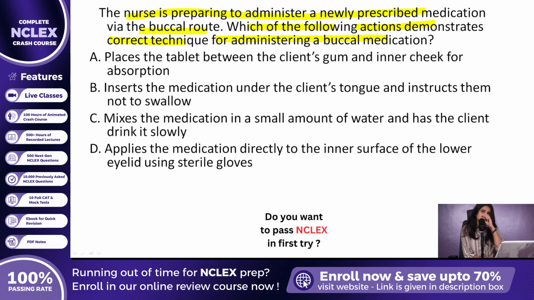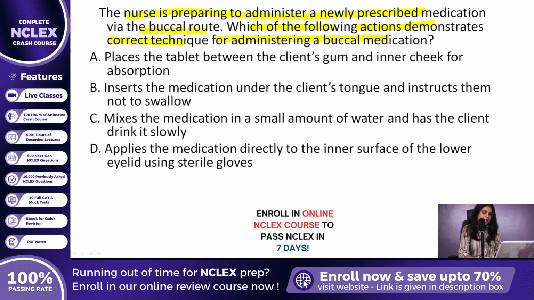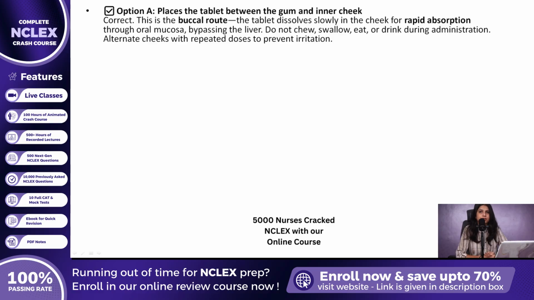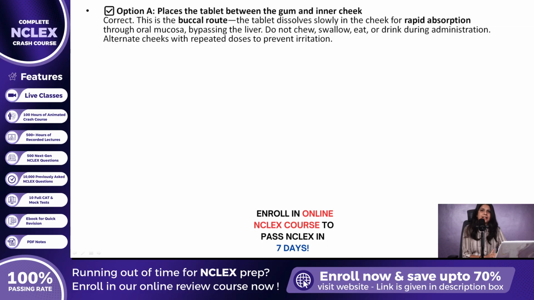Now, for the correct answer. The correct answer is Option A, places the tablet between the client's gum and inner cheek for absorption. This is the proper method for administering buccal medications. The tablet should be placed in the buccal mucosa, which is the space between the inner cheek and the gums, and it should dissolve slowly without being chewed or swallowed. This route allows the drug to be absorbed directly into the bloodstream through the oral mucosa, bypassing the liver's first-pass metabolism. Clients should not eat, drink, or chew gum during administration, and should be advised to alternate cheeks with subsequent doses to reduce irritation.